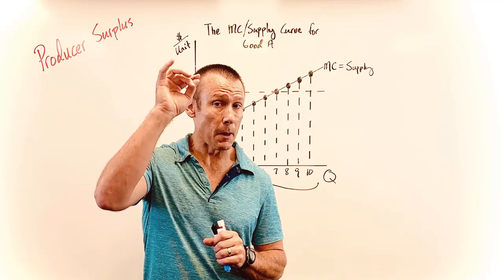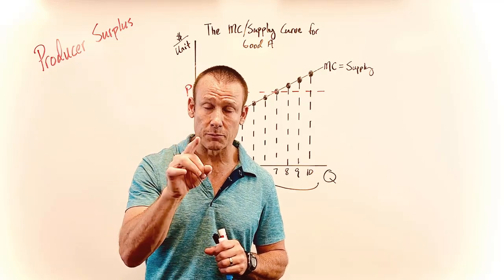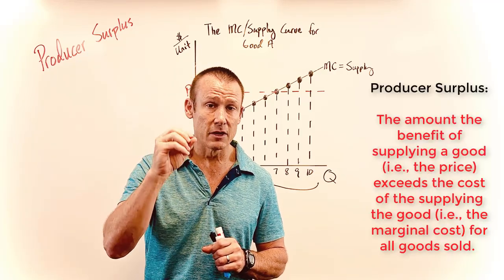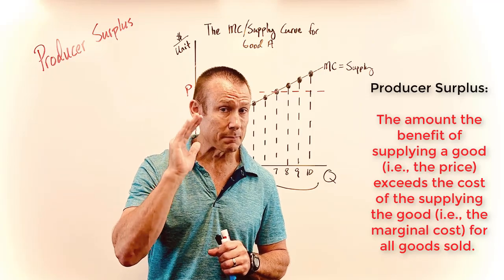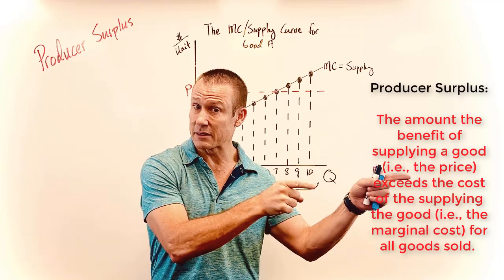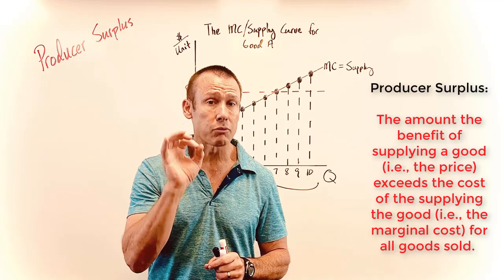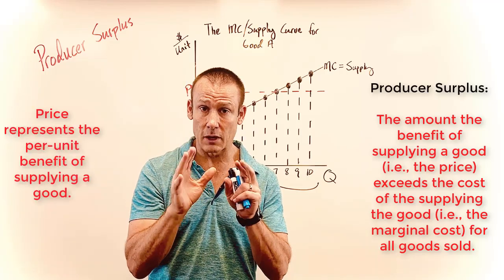It is the amount the benefit of selling a good, which is the price. First of all, you got to have that down, right? To the supplier, price is a benefit. To the demander, price is a cost, but to the supplier, price is a benefit. So what is the producer surplus?